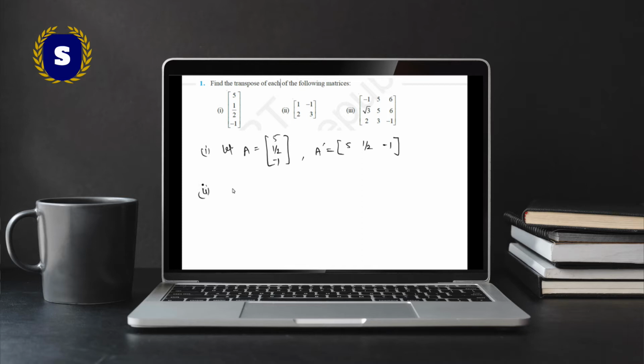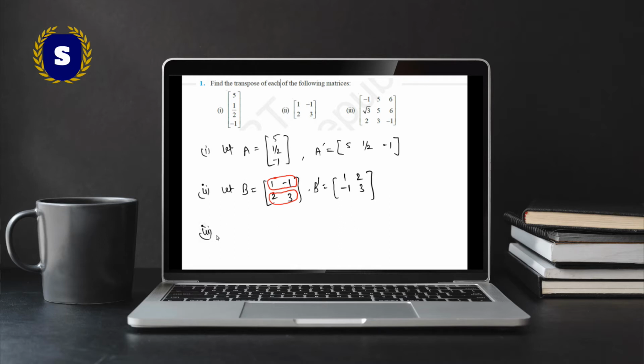Let's solve the second part. Let the given matrix be matrix B, 1, 2, minus 1 and 3. So to calculate the transpose, first row, that is this one, will become first column. Okay, so that will be 1, minus 1, and second row, that is this one, will become second column, that is 2 and 3, right?